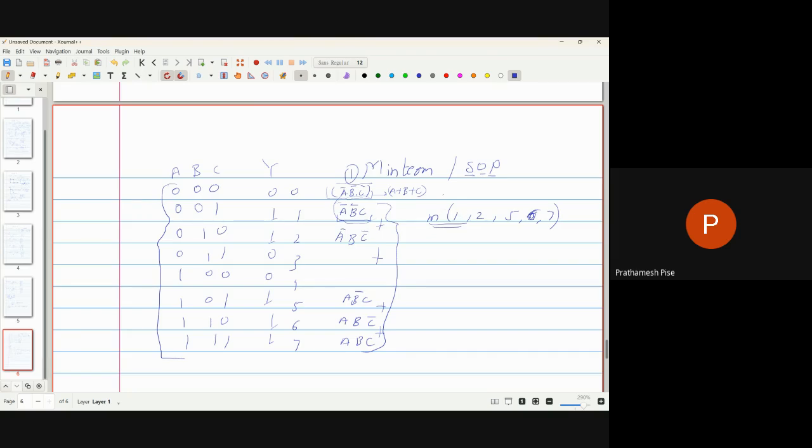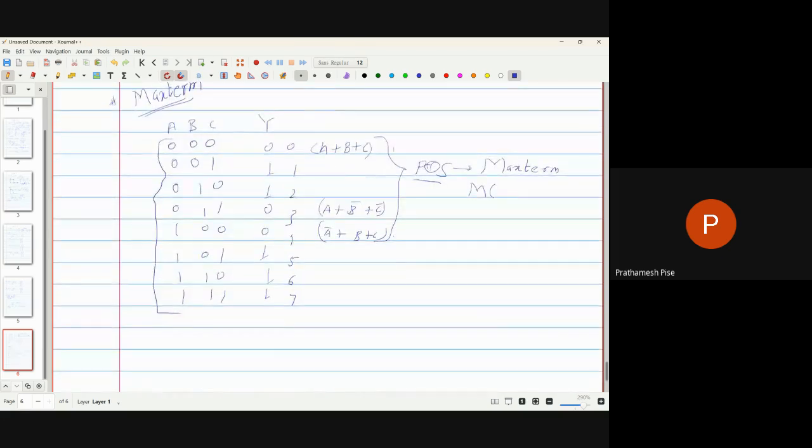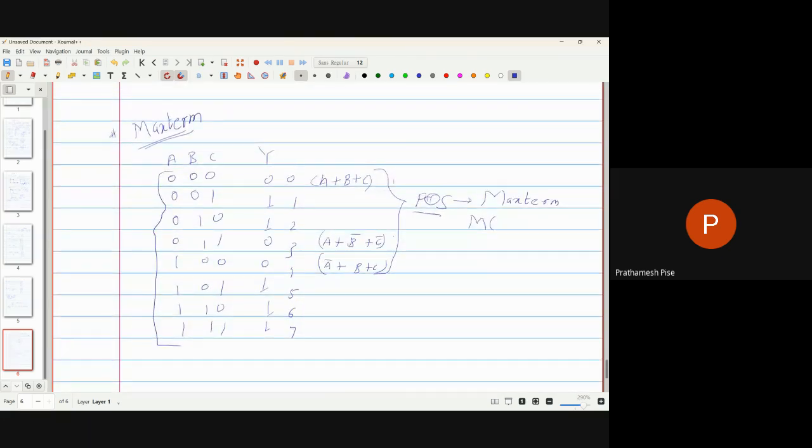This is also the difference between SOP and min term, max term. SOP is basically just sum of product. Any sum of product is SOP, and any POS is POS. But a min term is a specific SOP that represents this whole truth table in this manner, where we have all these terms. It will be min term. So you understand what min term and max term are? Any doubt?